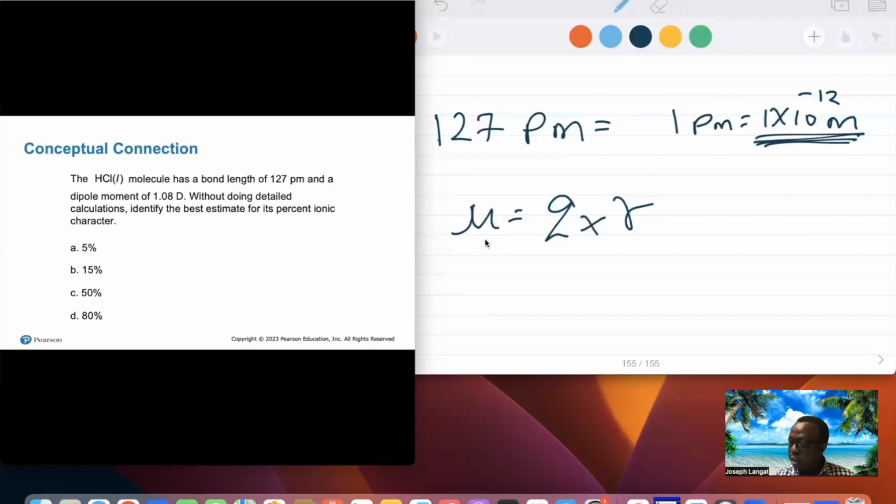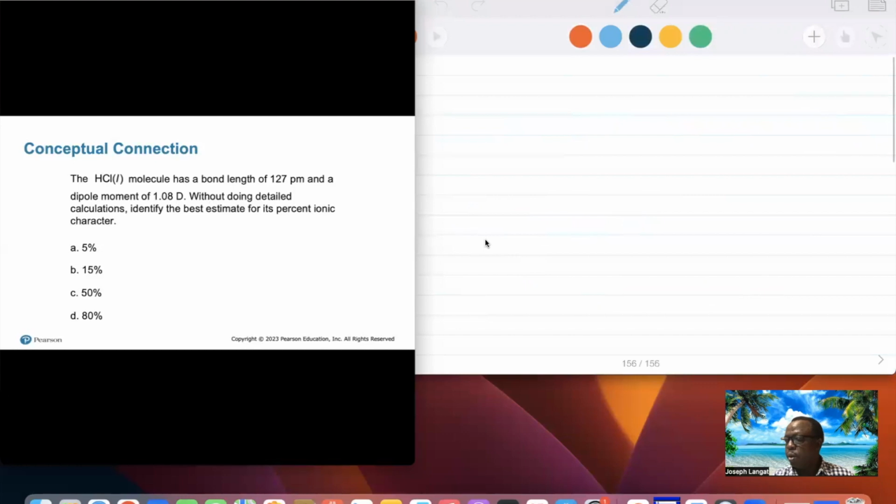Q is the charge, and the amount of charge is 1.6 times 10 raised to negative 19 coulombs. So if we plug in, it is going to be the charge, 1.6 times 10 raised to negative 19, times the radius, 127 times 10 raised to negative 12 meters.